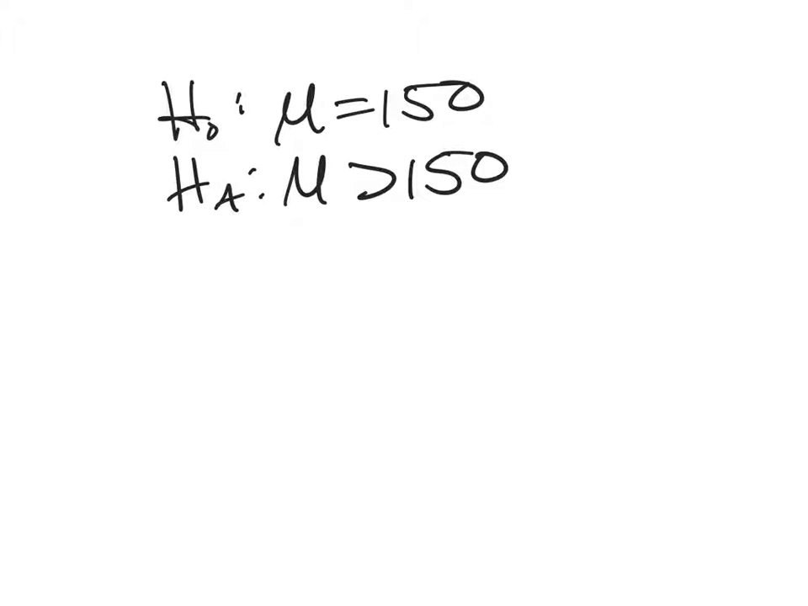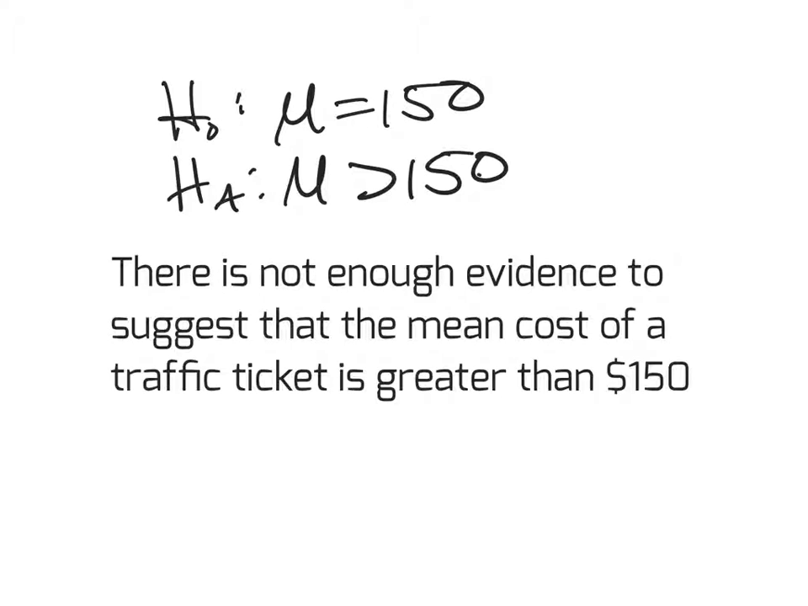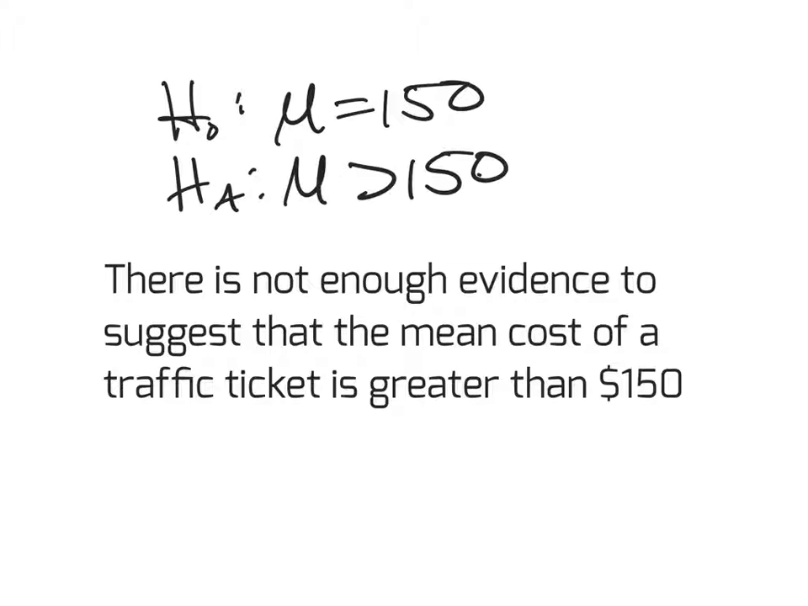So our null hypothesis was 150. Our alternative was the mean is greater than 150. We did not reject, so we'd say there is not enough evidence to say that the alternative is true. So in English, we would say there is not enough evidence to suggest that the mean is greater than 150. Again, since we did not reject, we say there is not enough evidence to suggest the alternative is true. And that's how you write it in English.